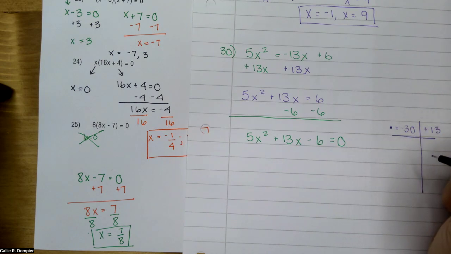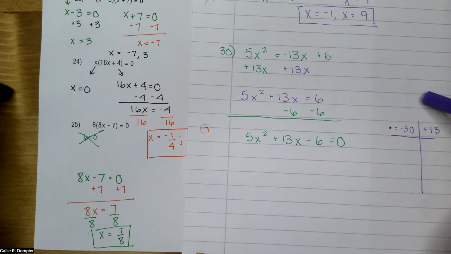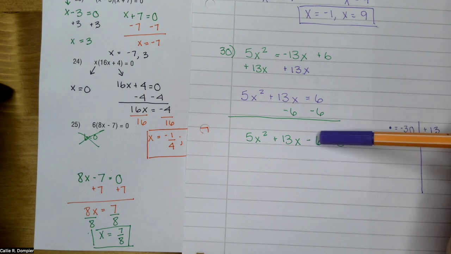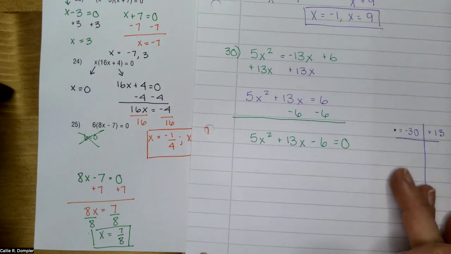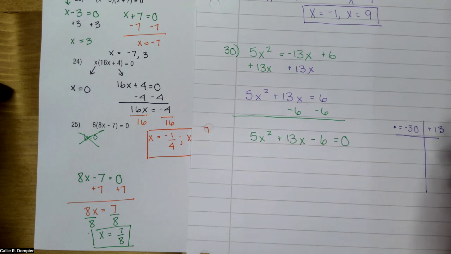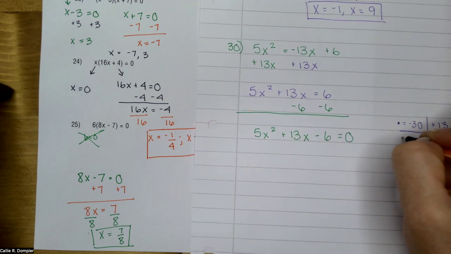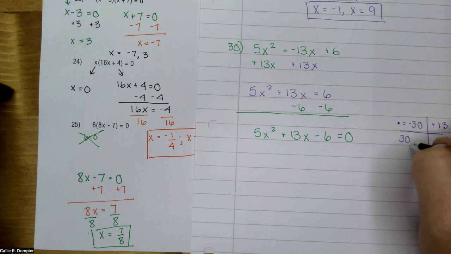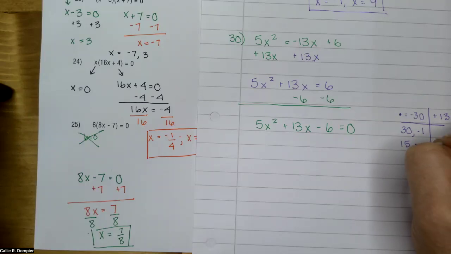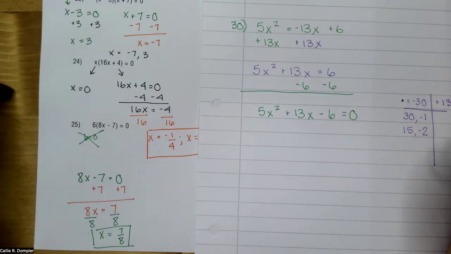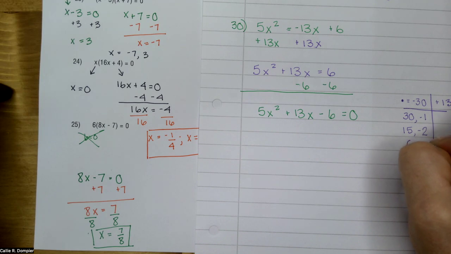I thought 10 and 3, but that's a negative. That's a negative, that's a positive. All right, so we've got 30 and negative 1. We've got 15 and negative 2. We've got 6 and negative 5. Well, for 13, 15 and negative 2 will work, right?